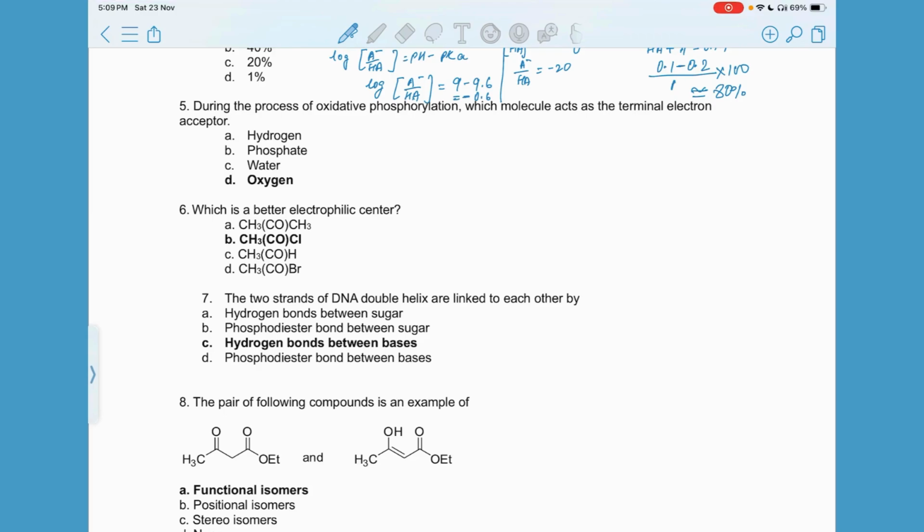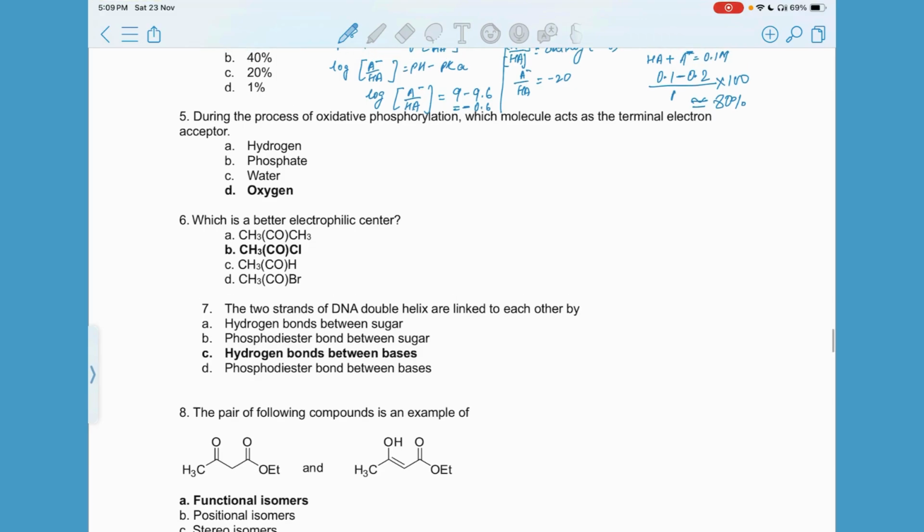Now the next question says, during the process of oxidative phosphorylation, which molecule acts as a terminal electron acceptor? So we know during oxidative phosphorylation, the process that occurs in the mitochondria during cellular respiration, oxygen acts as a terminal electron acceptor. Oxygen then combines with the electrons and hydrogen ions at the end of the electron transport chain to form water. So the answer is oxygen, in the factual question.